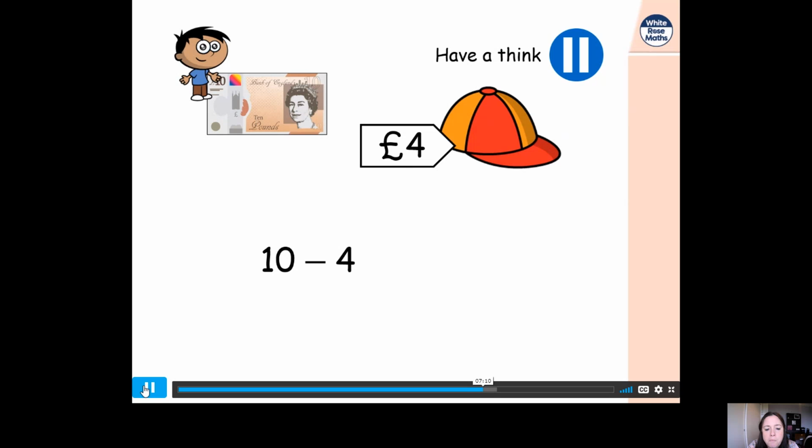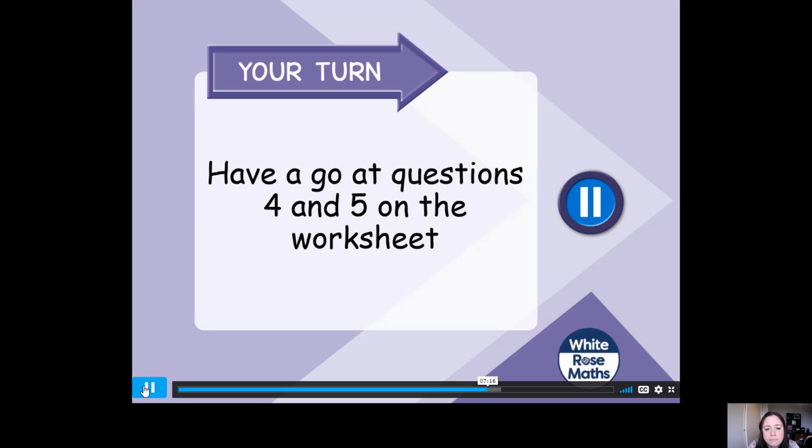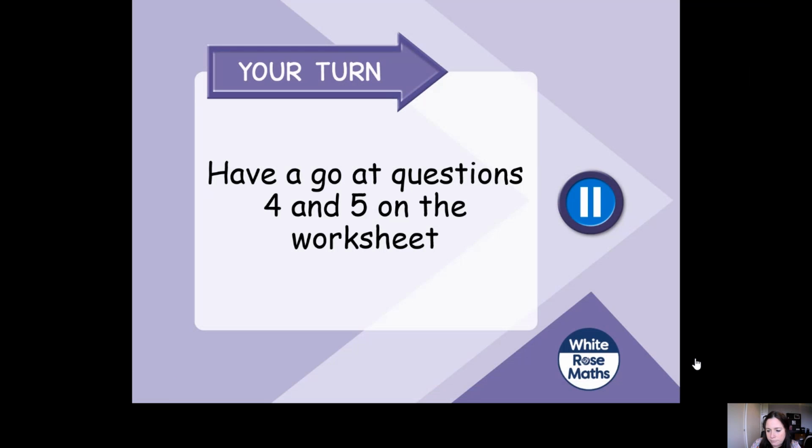He's not got £4 and subtracting £10. So it's this one. Well done. It's your turn now. Have a go at questions 4 and 5 on the worksheet. Okie dokie, back to the worksheet.